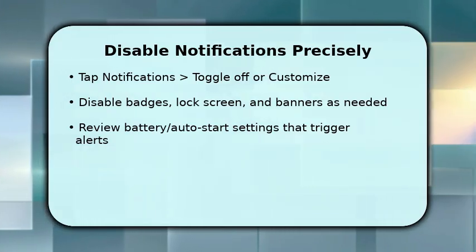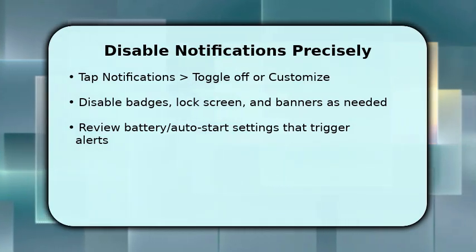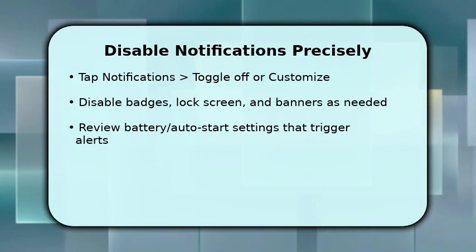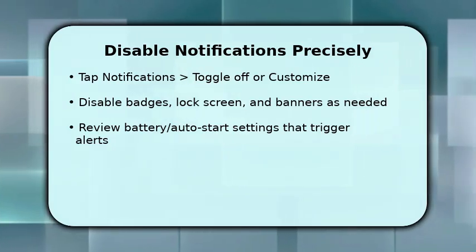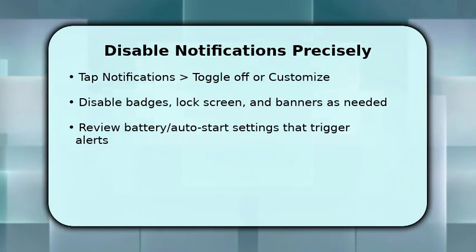that sends alerts. Once done, inspect battery or auto start permissions. These can relaunch the app and restore alerts. By handling both notification channels and background permissions, you stop alerts at the source and avoid recurring interruptions.